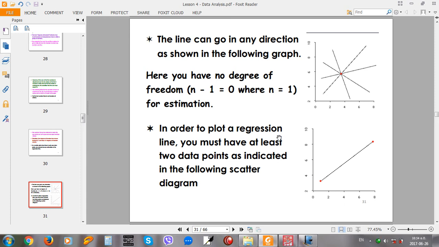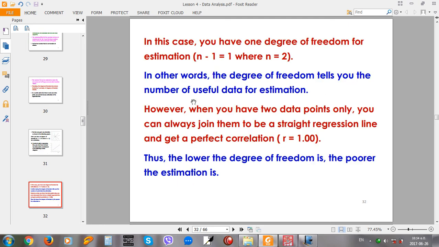In order to plot the regression, you must have at least 2 data points. As I explained, we need at least 2 data points to indicate the following scatter diagram. In this case, you have 1 degree of freedom for the estimation, that is n minus 1 is equal to 1 where n equals 2. In other words, the degrees of freedom tells you the number of useful data for estimation. So n minus 1 gives degrees of freedom, meaning the number of useful data for our estimation, right?